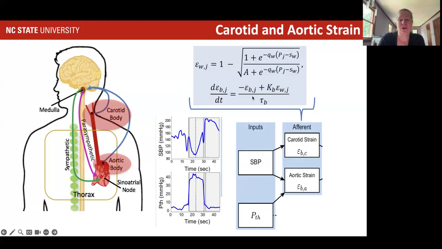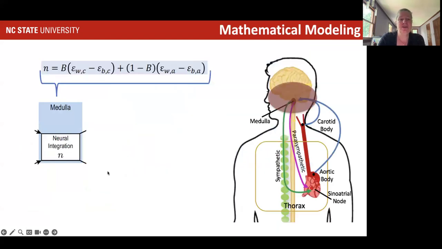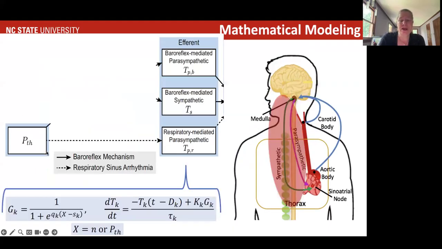We are using a first order set point differential equation to model the strain that the neurons are sensing separately in the carotid and the aorta. Then we are integrating the signals from those two locations in the brain. We are combining that with the signal sensed by the respiration and predicting the sympathetic and parasympathetic and respiratory driven parasympathetic signals. Again, this is done by a system of differential equations.